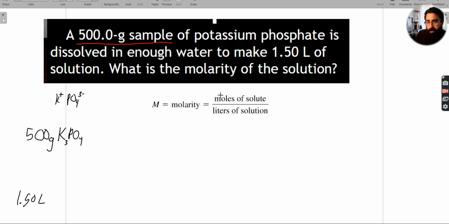That's what we know. Now, the problem is moles. We need moles, so let's turn these grams into moles. If you want to go to moles, then 1 mole must go on top. So 1 mole of K3PO4. And underneath, we need the molar mass of K3PO4, because remember, the units have to match. We have grams of K3PO4 right here, so we must have grams of K3PO4 at the bottom.